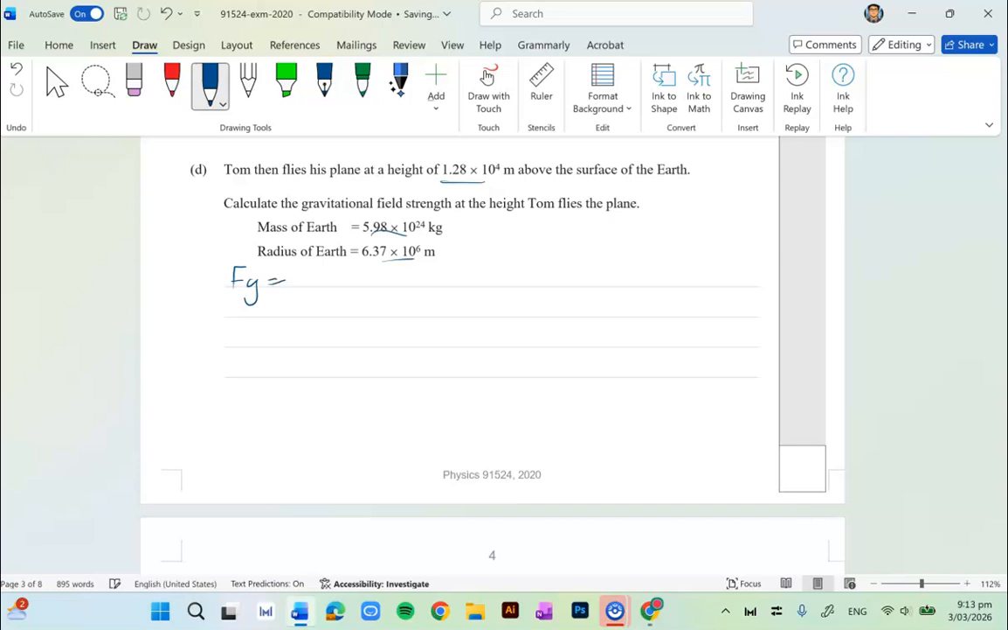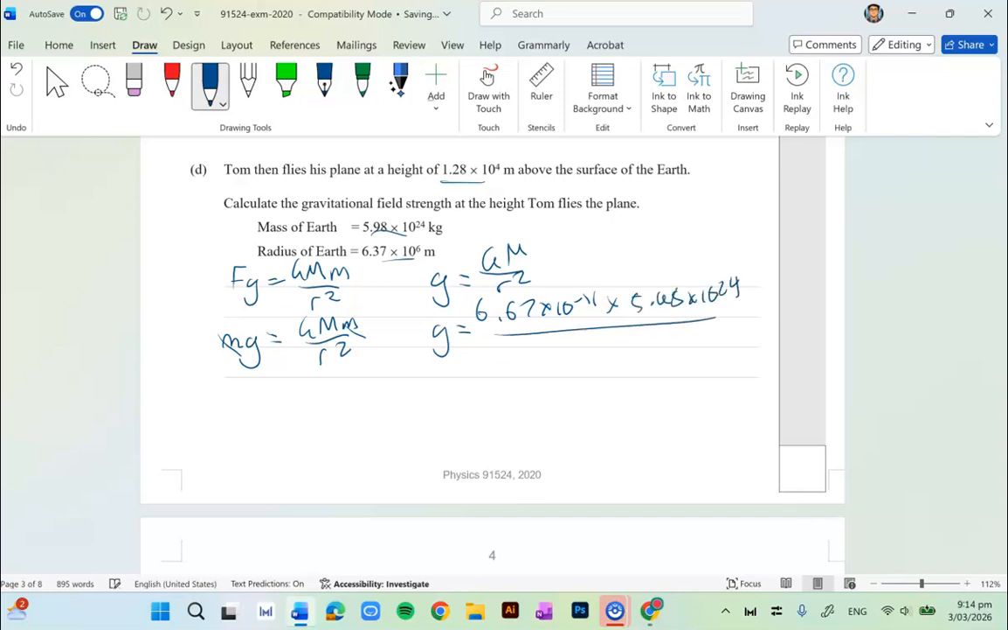So that's just going to be FG, so we can do mg equals GMm over r squared, cancel, g equals GM over r squared. g equals 6.67 times 10 to the negative 11, that's on the formula sheet, times the mass of the Earth, which is 5.98 times 10 to the 24, divided by 6.37 times 10 to the 6 plus the height, 1.28 times 10 to the 4. All of that squared.